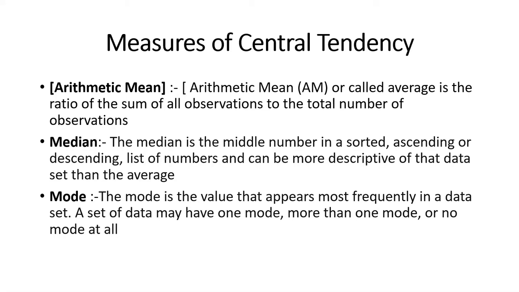Then we have the mode. The mode is the value that appears most frequently in the data set. A set of data may have one mode, more than one mode, or no mode. The mode is also called the most fashionable value. Whenever you were studying in college or school, there was a group which was frequently roaming here and there to gain all the information. It is like that. The value which is frequently repeating in a data set is called the mode. So the mode will be the most frequent value.